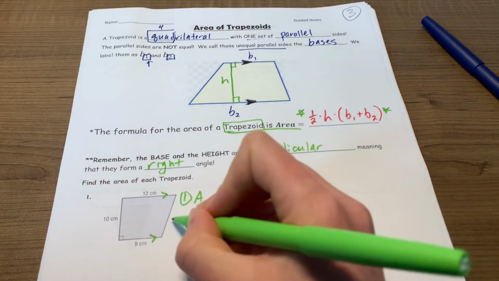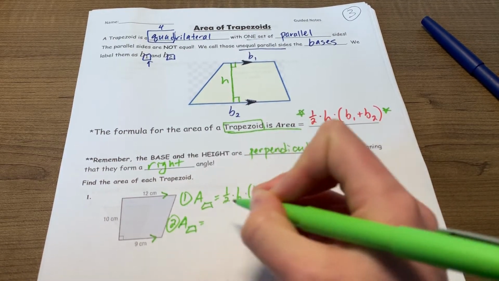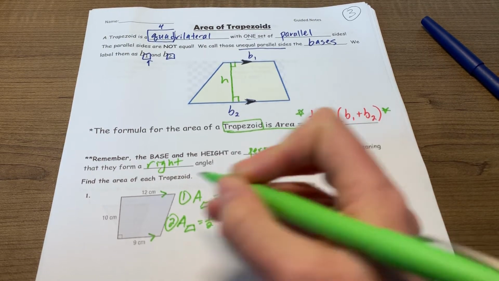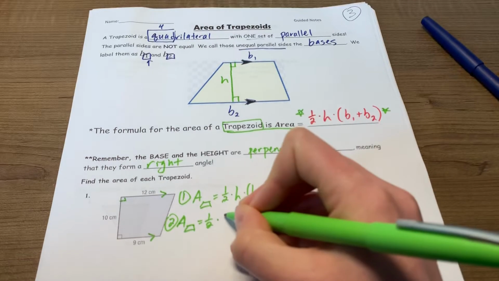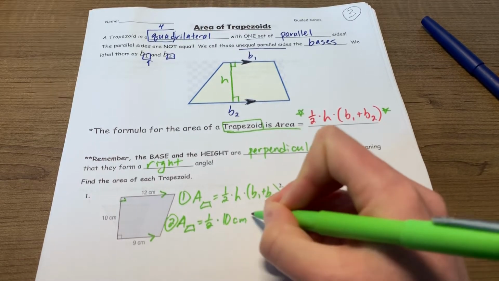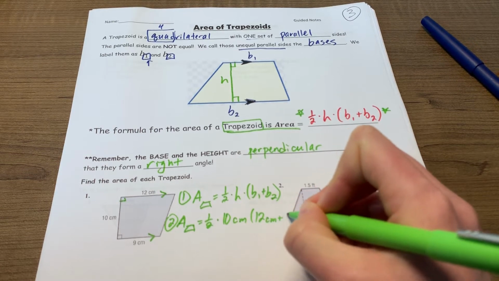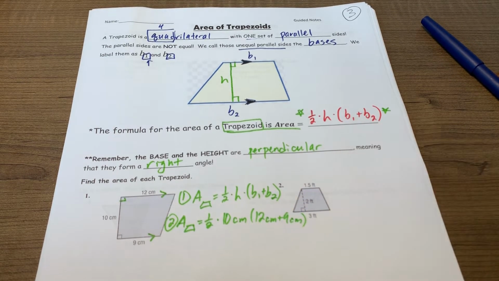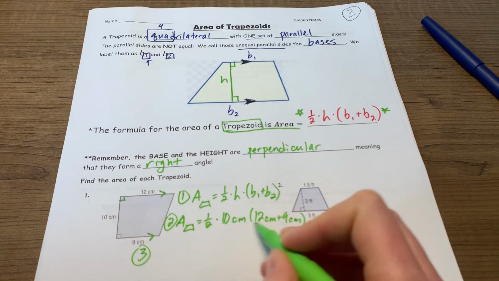And step 2, I'm going to substitute in. So this area of the trapezoid is going to be 1/2 times, take a look at how 10 is perpendicular to both of the bases, that's my height, 10 centimeters, times the sum of 12 centimeters plus 9 centimeters. Sorry, I'm running out of room here. And step 3 is to solve with units.